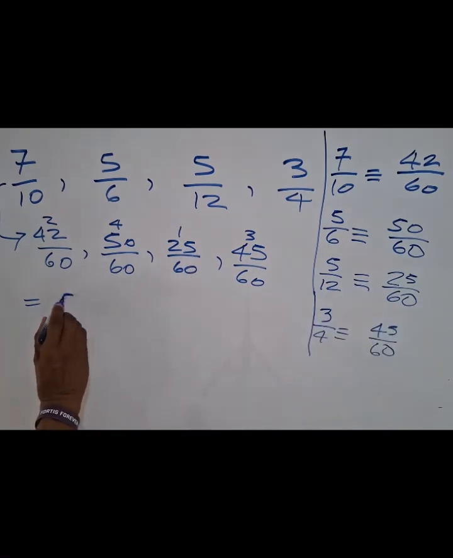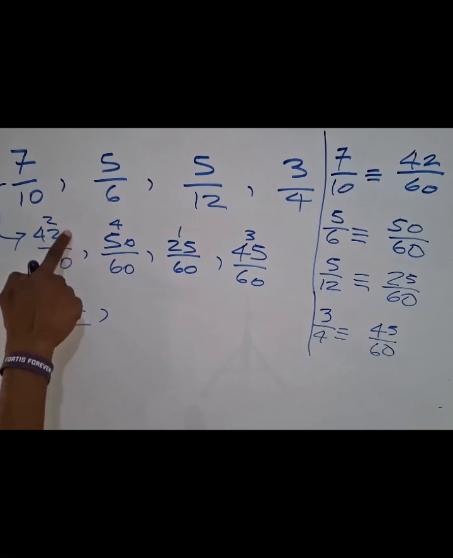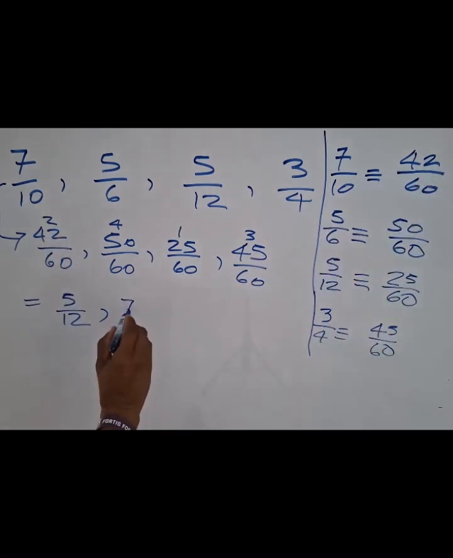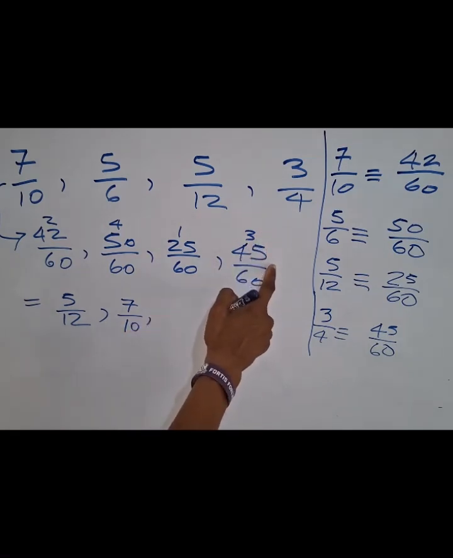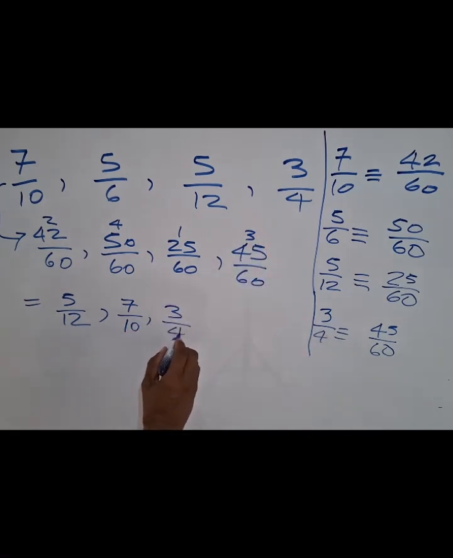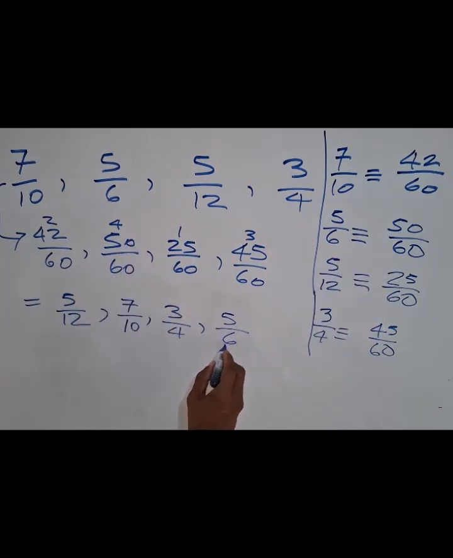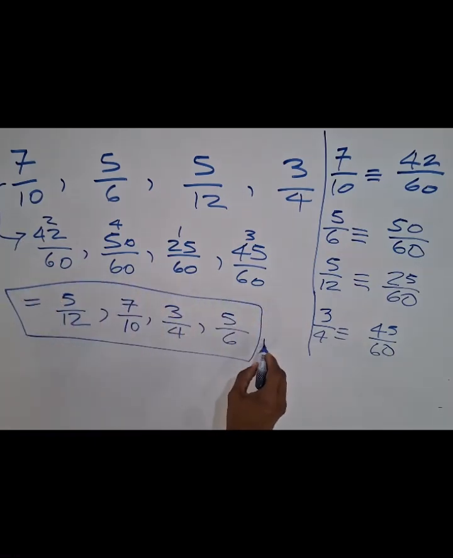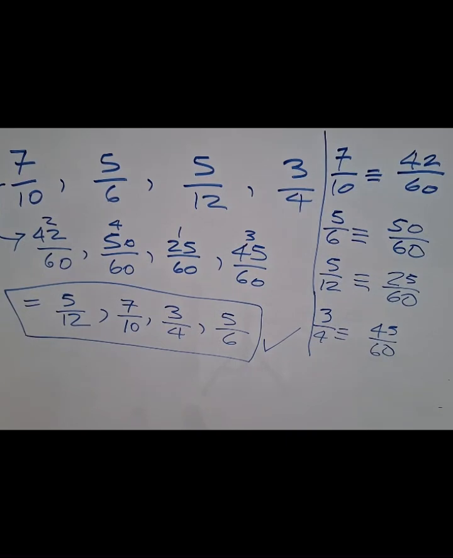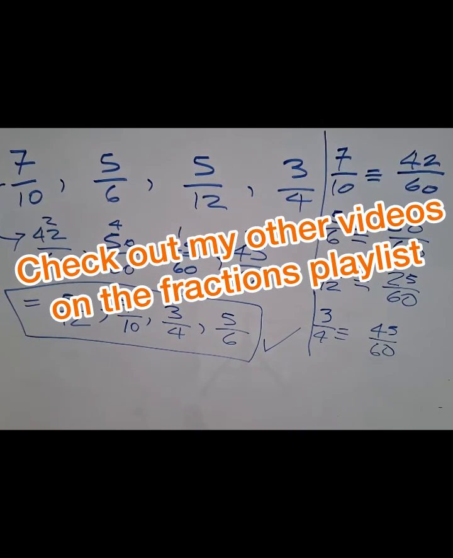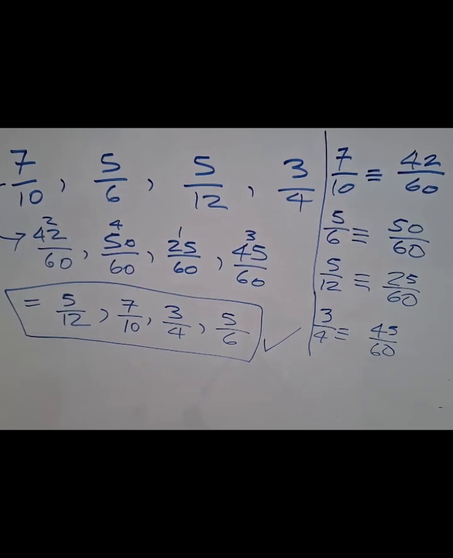5 over 12 is the same thing as 25 over 60. The second smallest is what? 42 over 60. So the second smallest will be 7 over 10. I hope you're following me. The third smallest will be 45 over 60, which is the same thing as 3 over 4. And the largest one is now 50 over 60, which is the same thing as 5 over 6. So we were doing ascending, organizing fractions in ascending order from the smallest going up to the highest. So as you see, it's not difficult, it's easy to work with. All we do is focus on the denominator. We find the LCM, then we just convert all fractions to the same denominator.